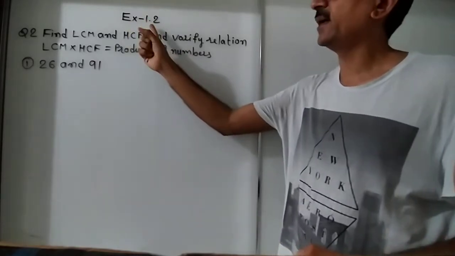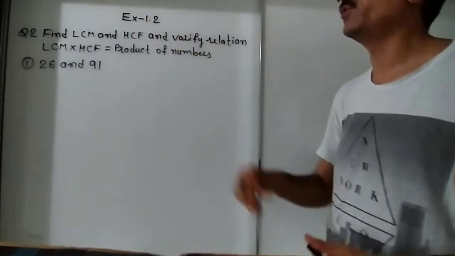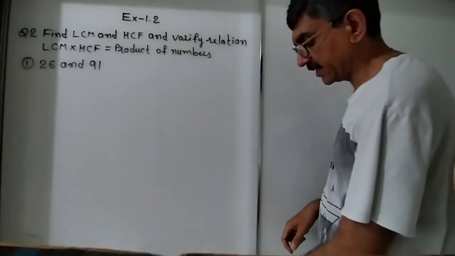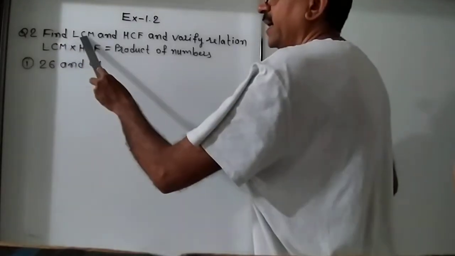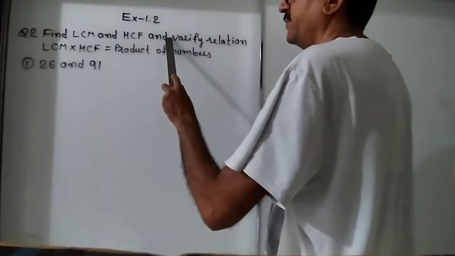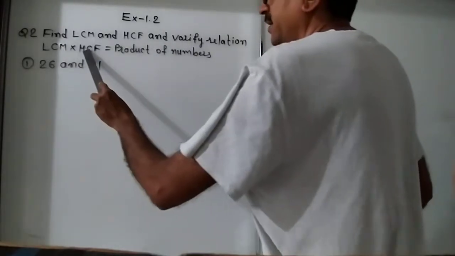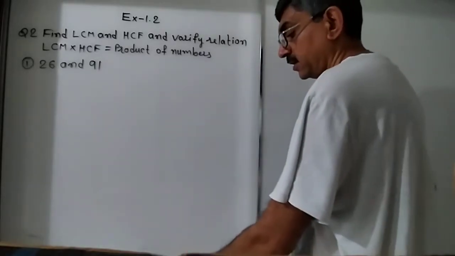Today we shall learn question number 2 of exercise 1.2. Let's read the instruction. Find LCM and HCF and verify the relation: LCM into HCF is equal to product of numbers.